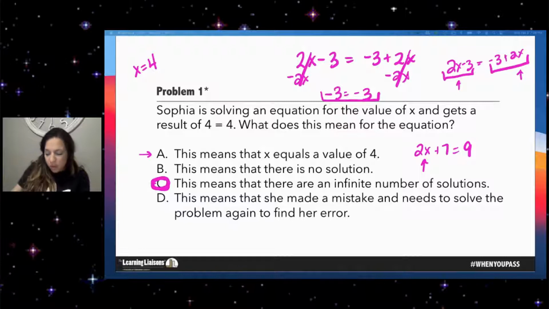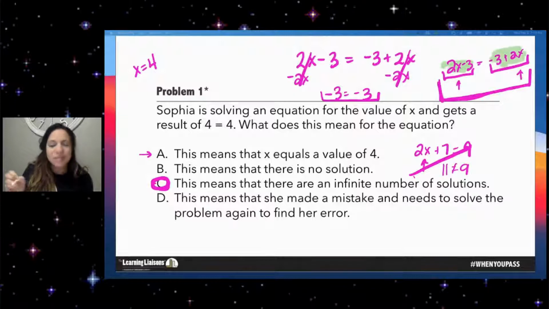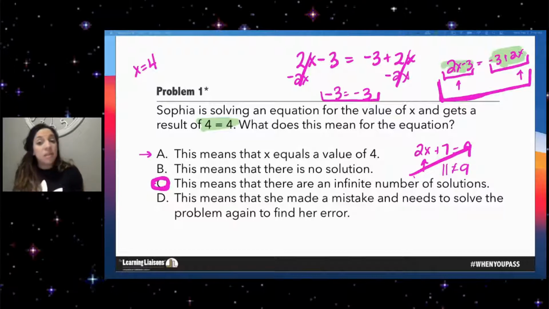But if I put 2 in there, 2 times 2 is 4. 4 plus 7 is 11. 11 does not equal 9. So this does not have an infinite number of solutions. It has one solution, whereas this is going to have an infinite number of solutions because I literally have the same thing on each side. So when Sophia solved the equation and she got 4 equals 4, that makes sense for it to be an infinite number of solutions because anything she puts into that equation is going to get an output that works.